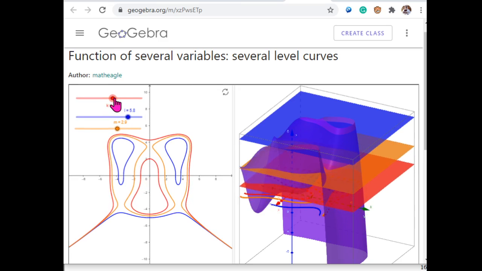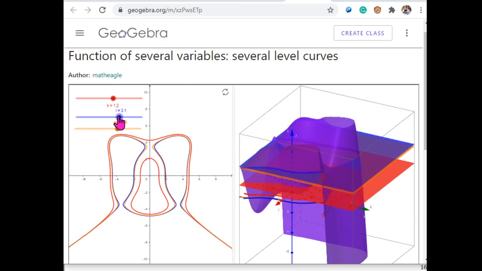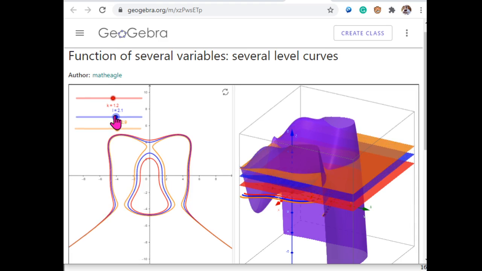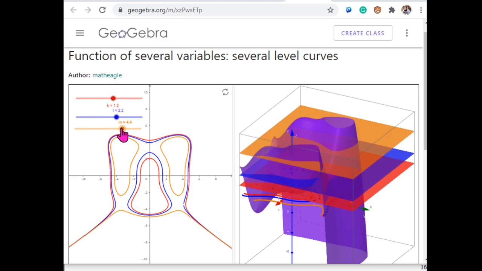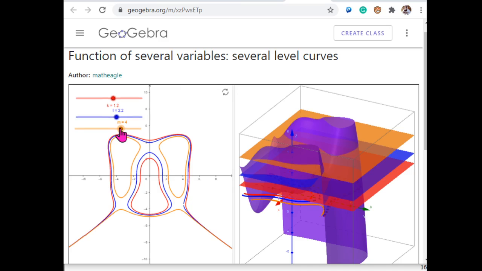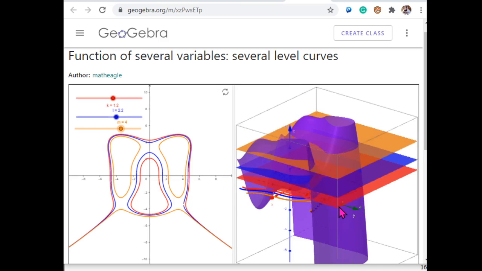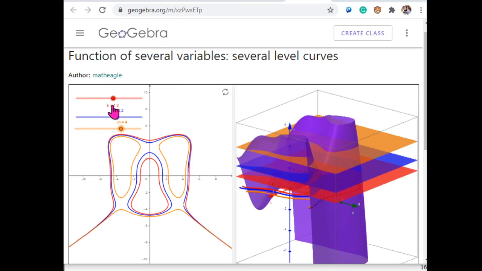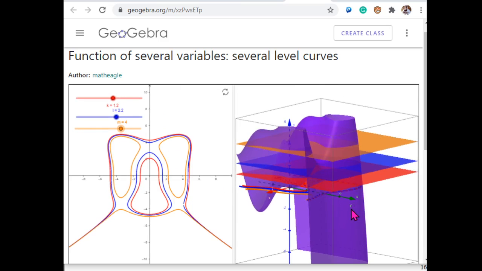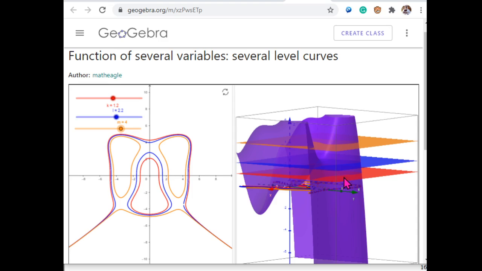Let me try to pick numbers in order. Like, how about k equals 1-ish? It's 1.2, sorry. And then the next k value, or L, how about close to 2, 2.2? And then M is, say, 4. I don't know, right? But you see over here, let's see, red, then blue, then orange. And so you see in the picture on the right, the red plane, and then above the blue plane, and then above the orange plane.